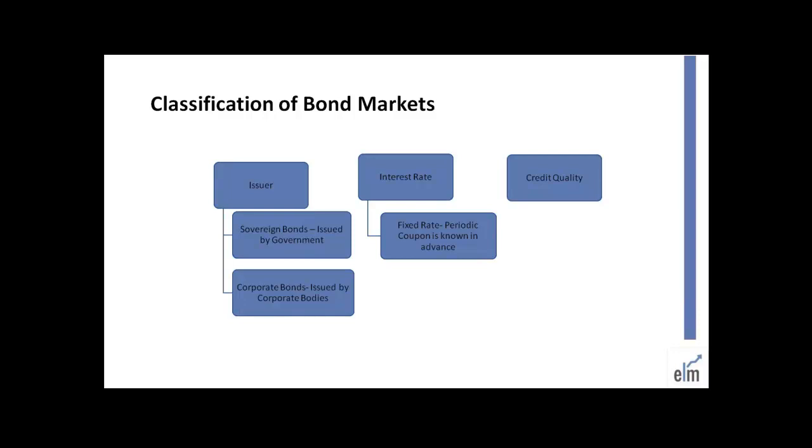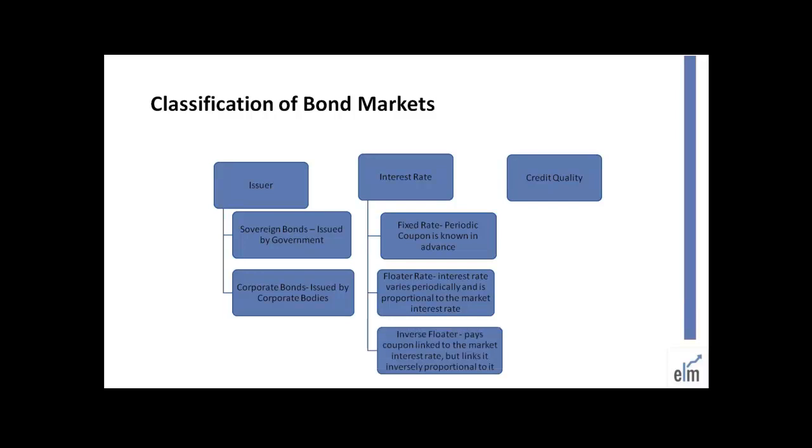When we talk of interest rate in the bond markets, we can again have three categories. One is the fixed rate of interest, which is a periodic coupon known in advance, which is going to be received by the lender. Then we have floater rate instruments, wherein the interest rate varies periodically and is proportional to the market interest rate. Last but not least, there is the inverse floater, which pays a coupon linked to the market interest rate but inversely proportional to it.